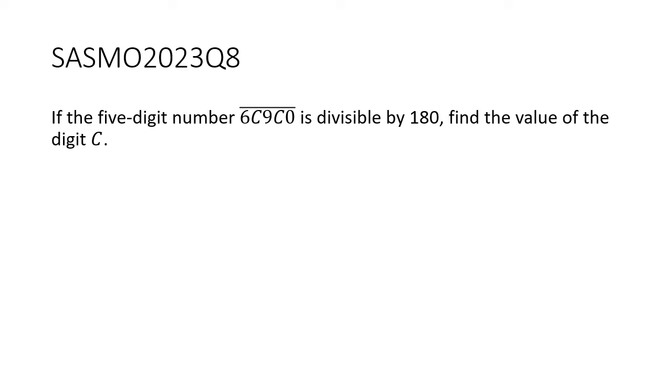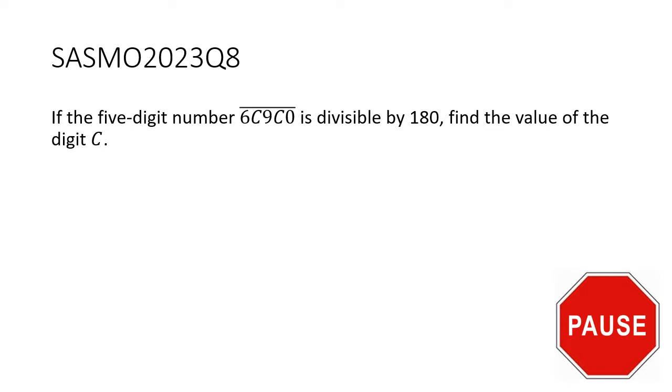Question 8, we're given a 5-digit number, so it's a concatenation of 6C9C0, and we are told that this number is divisible by 180, and we want to find the value of C. So pause this video here and give this question a good try.